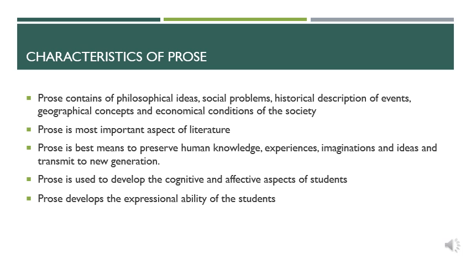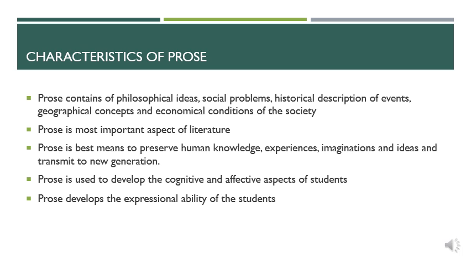It will contain philosophical ideas. Philosophical ideas means some concrete ideas will be there in prose. The prose will deal with the social problems prevailing in the society, and the prose will contain some historical descriptions of events, like stories about some great personalities, like if we have a lesson on Sachin Tendulkar in the English textbook. We have a lesson on Sunita Williams in the English textbook. Those are all historical descriptions of events of some persons, and also we have some lessons about national freedom fighters like Mahatma Gandhi.